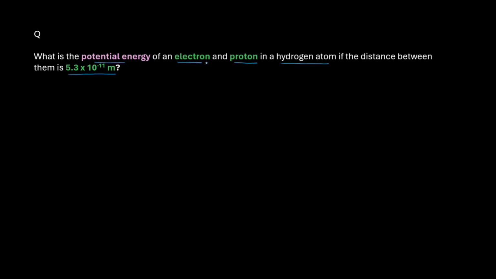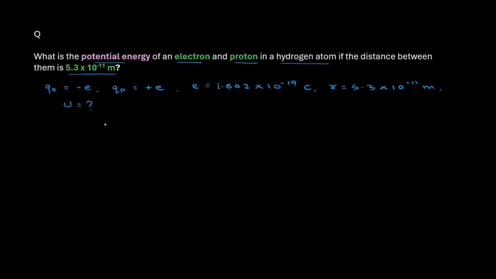So here you have an electron and a proton, and we know that charge on electron Qe is negative e, whereas charge on proton, which I will write as Qp, is positive e, where e is the elementary charge that has value 1.602 times 10 to the power negative 19 coulomb. The distance between them will be given as r, 5.3 times 10 to the power negative 11 meter, and I need to find what is their potential energy.